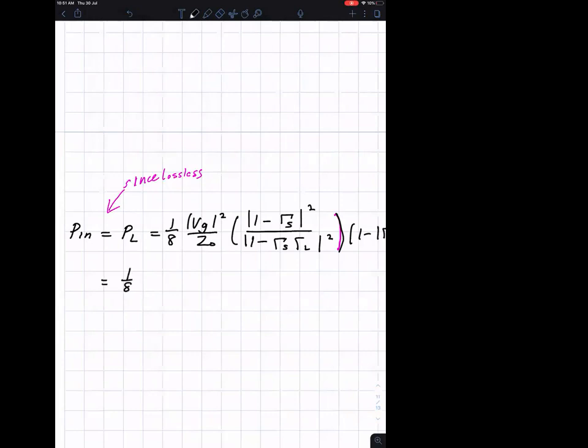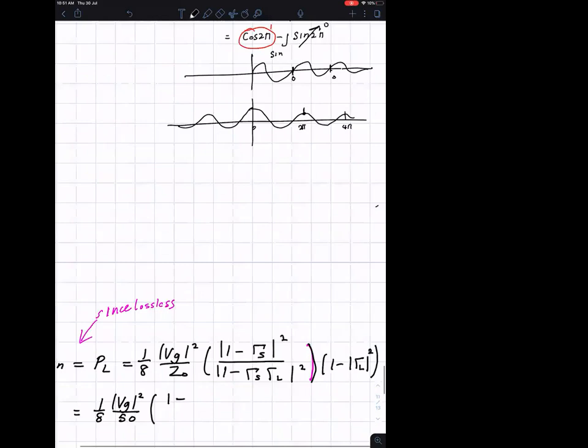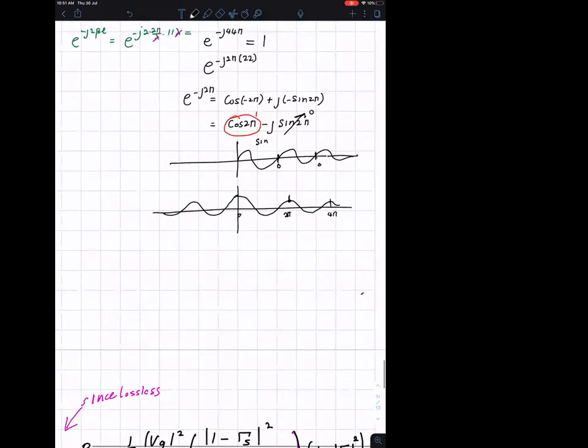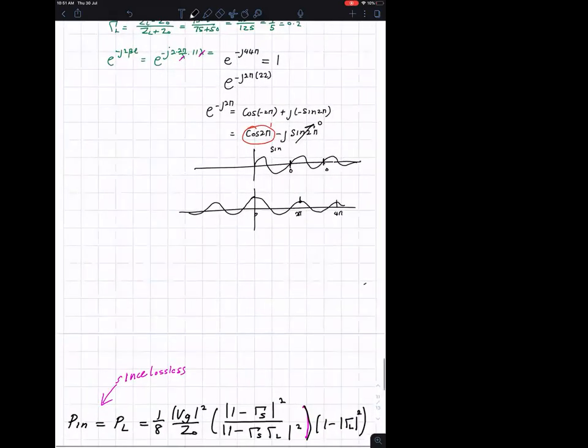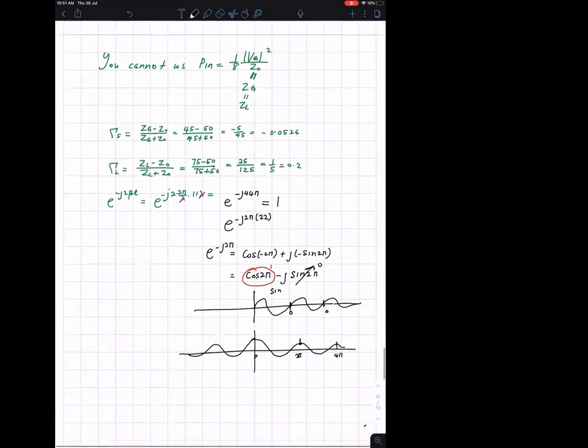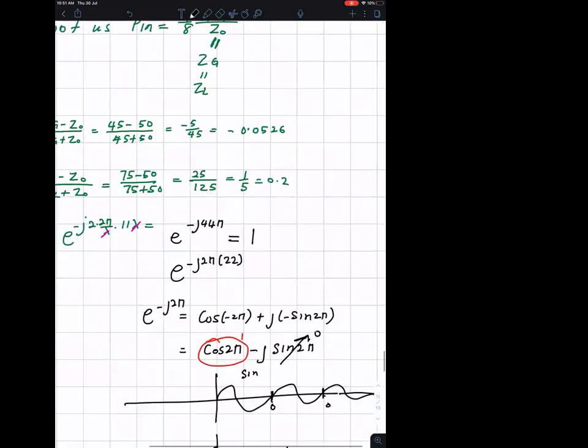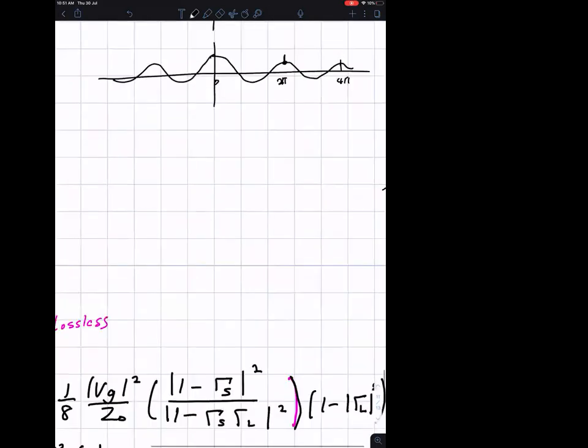One-eighth VG squared. Z naught is 50. What is gamma S? Gamma S is minus 0.0526. The rest is just plugging in numbers.